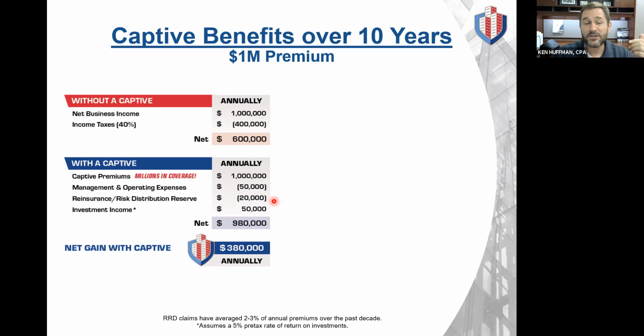But you've also got investment income. Remember, we're not just going to have that $1 million sitting in a bank account. You could invest that money, so you'll earn on that. You end up with $980,000, so you have a net gain of $380,000. Even if you never file a claim, you still end up financially ahead in this situation.